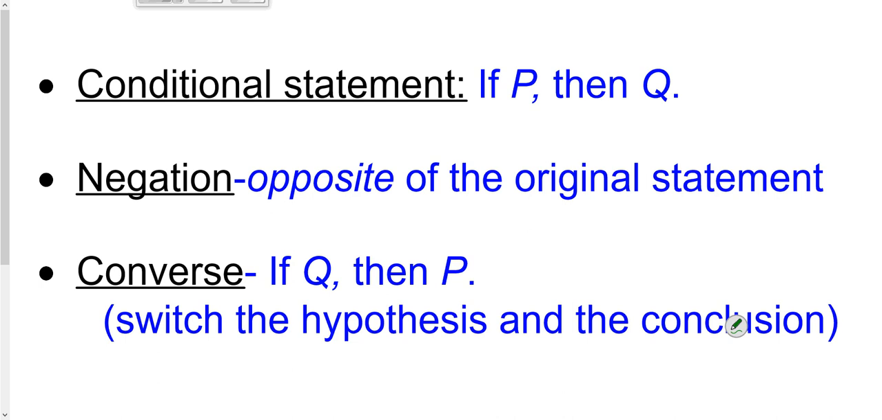The negation is the opposite of the original statement. So if, say, our first statement was, if I ride a roller coaster, then I get sick. The opposite of that is, if I don't ride a roller coaster, then I do not get sick. So that is the negation. Negation is just the opposite of that if-then.